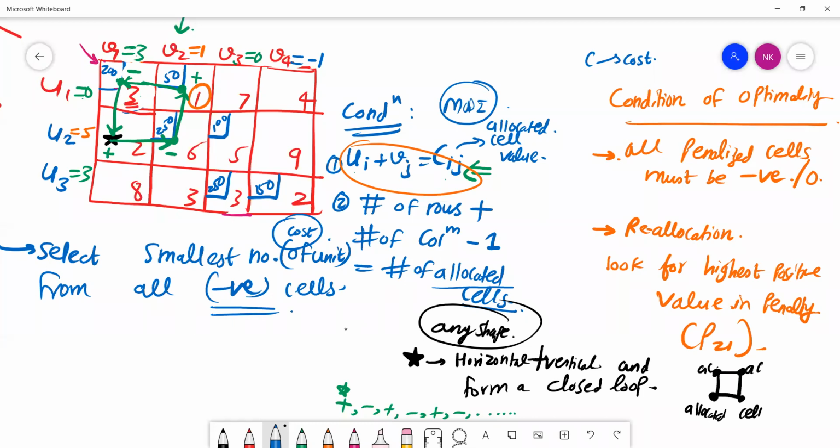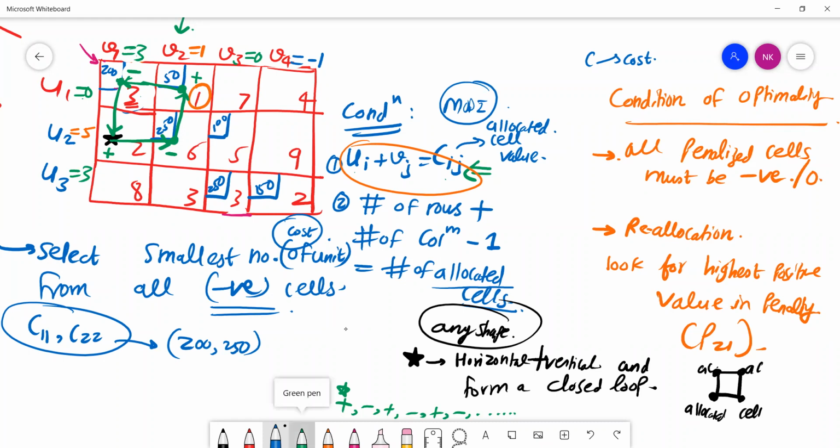So which are the negative cells? The cells which are represented as C11 and C22 are the negative cells, where I am having the units as 200 and 250. The allocated units are 200 and 250. Now from these 200 and 250, select the smallest number, that is 200.